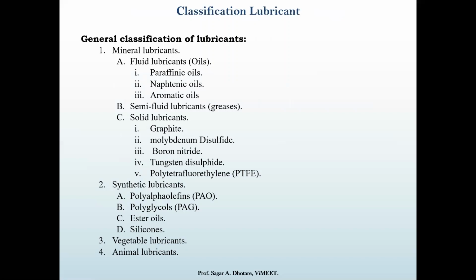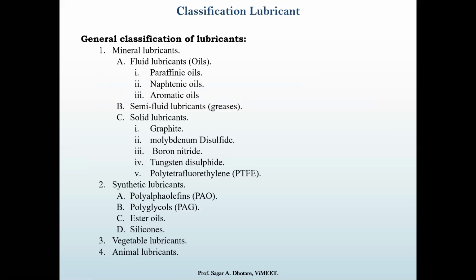Next one, the basic classification of lubricants. Generally there are four types: mineral lubricants, synthetic lubricants, vegetable and animal lubricants. In mineral there are fluid, semi-fluid, or you can say solid, semi-solid and liquid. In liquid, or you can say oil, the paraffinic oil, naphthenic oil, aromatic oil.